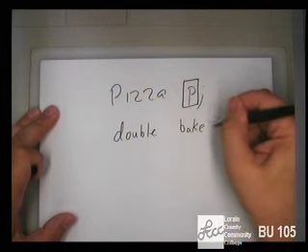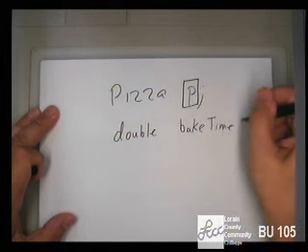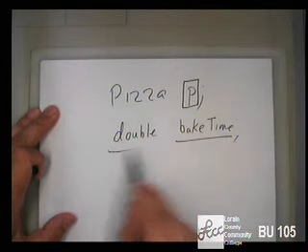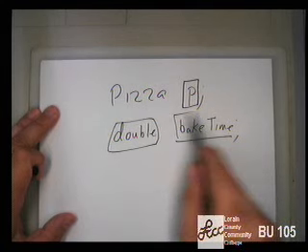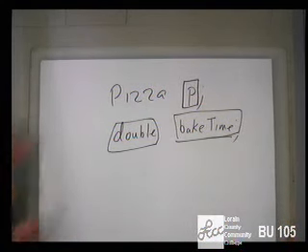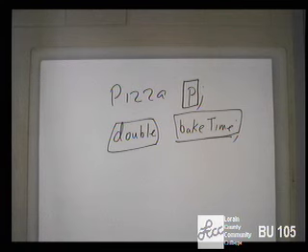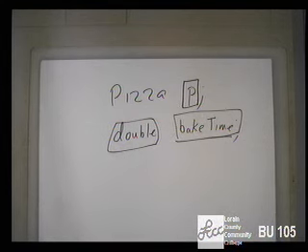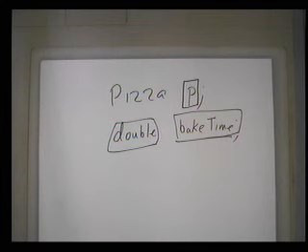we had this line somewhere. Double bake time. This is saying we have a variable that's a double, and bake time is going to be a variable that is a double. This means that we can do pizza-like things to our variable P. Anything that you can do to a pizza, you can do to the variable P.